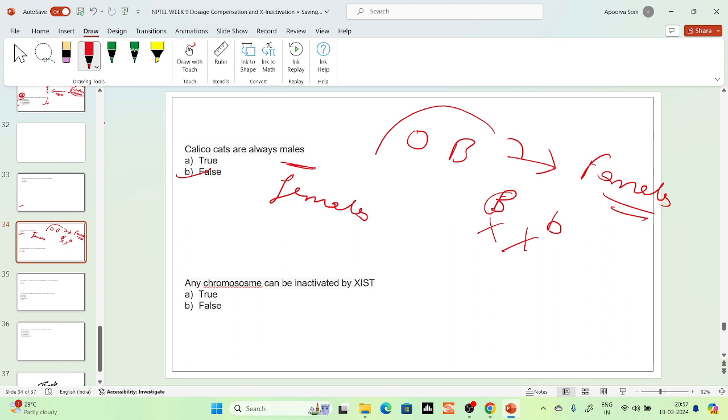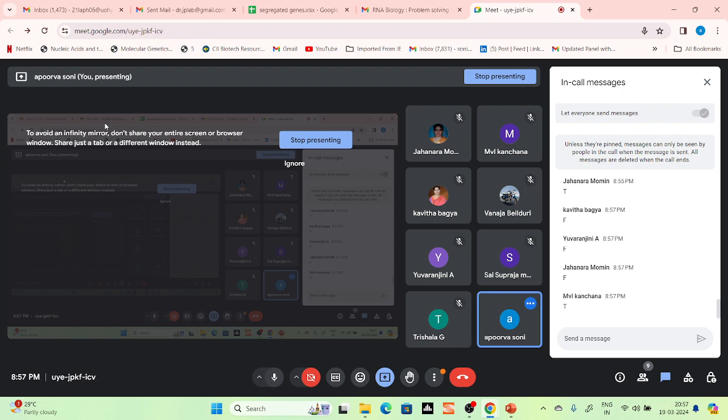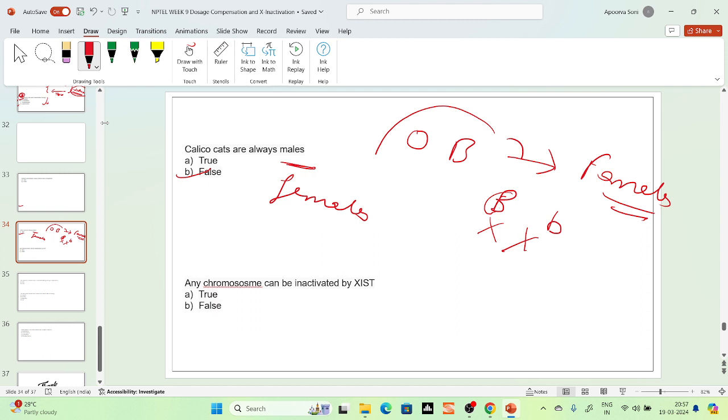Next question is, any chromosome can be inactivated by Xist. True or false? Okay, I'm switching the screen now. So, Kavita, Yuvaranjani, Janara, Kanchana all have answered correctly, which is false. Why? Because only the X chromosome is inactivated by Xist. Because the X chromosome only has the X chromosome inactivation center, which contains the Xist. So it is false.